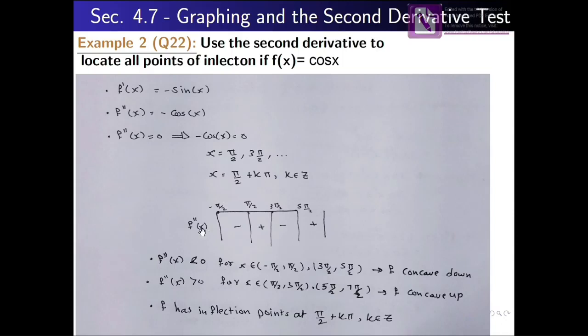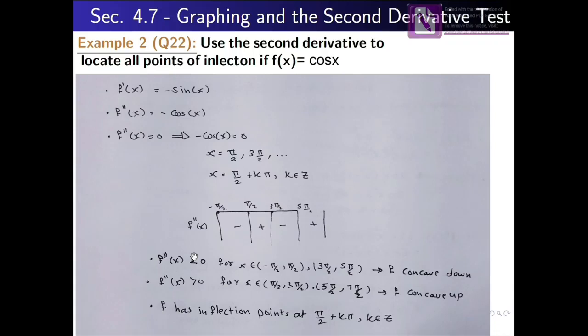For the second derivative f double prime x, we need to check it before and after these values to know which of them are points of inflection. So here we have minus pi over 2, then pi over 2, 3 pi over 2, 5 pi over 2. We get these values when the second derivative is equal to 0. We choose some of them, not all of them. So I'll take minus pi over 2, pi over 2, 3 pi over 2, 5 pi over 2.